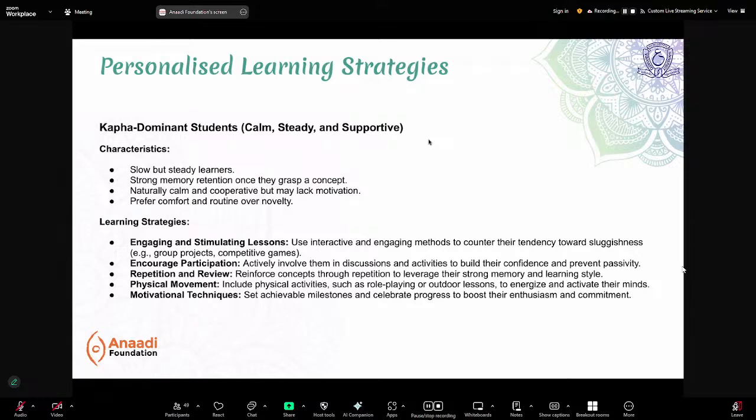Kapha dosha dominated students are slow but steady learners. They have a good memory, they retain concepts, and they are naturally calm, but lack motivation. So some pushing might be needed, right? But they always prefer routine. So if you have a lot of Kapha oriented learners in your classroom, but you keep changing the pattern, then they find it very difficult to understand.